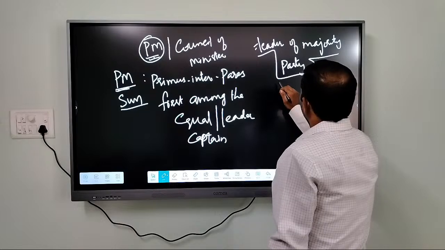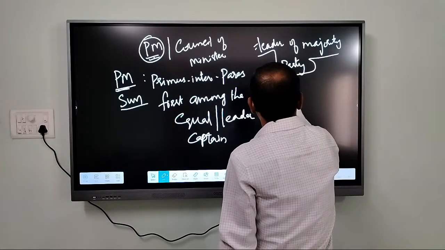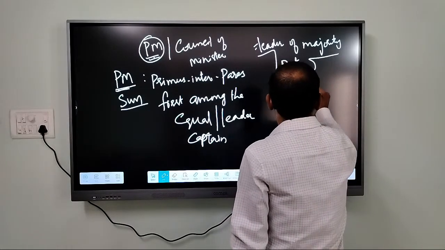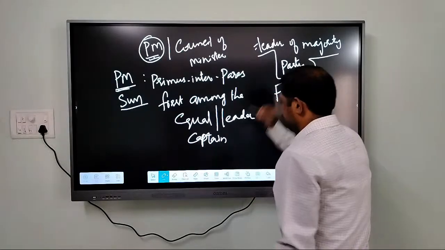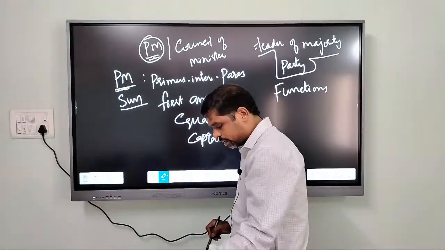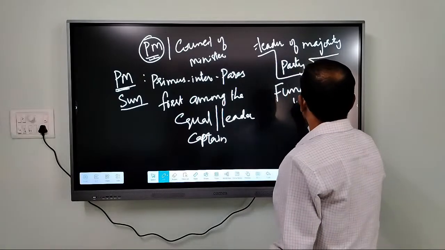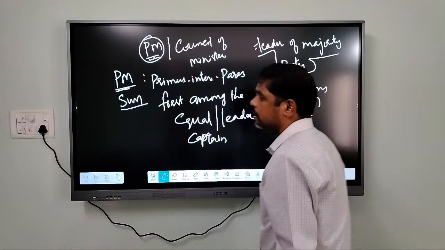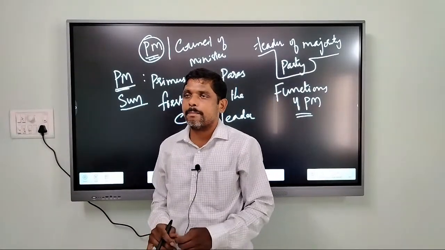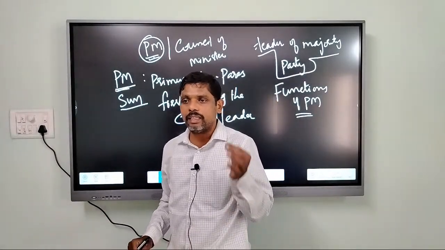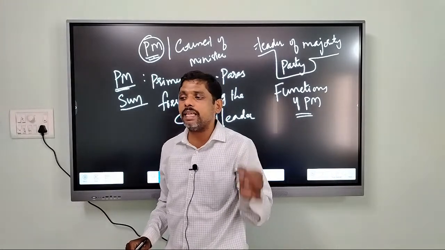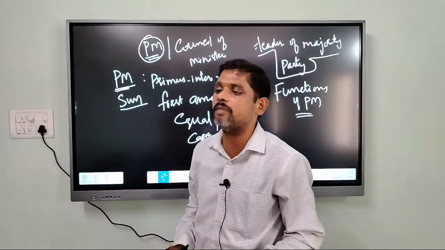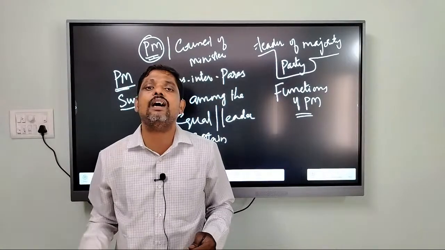Let me focus on the functions of the prime minister. As I already talked about appointment and removal, let me focus on the functions of the prime minister. The prime minister acts as the real executive in the parliamentary system of government. That is, he is the real head of government.